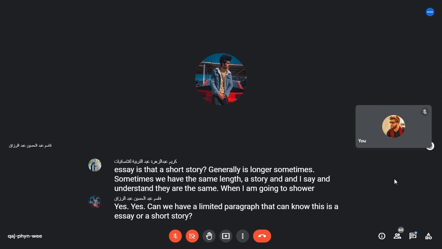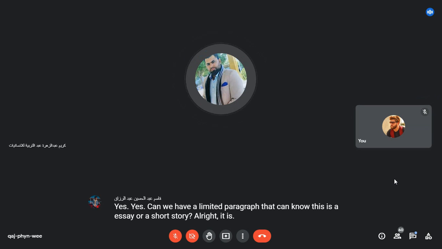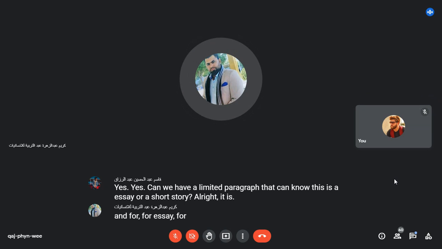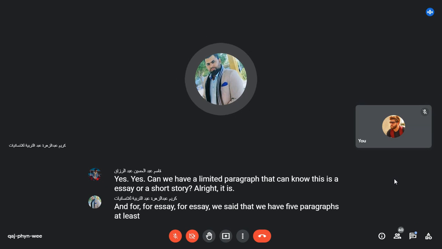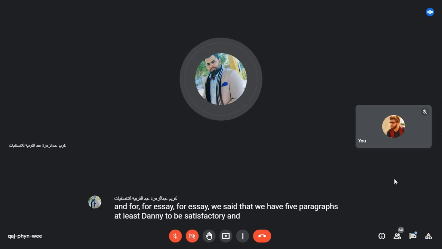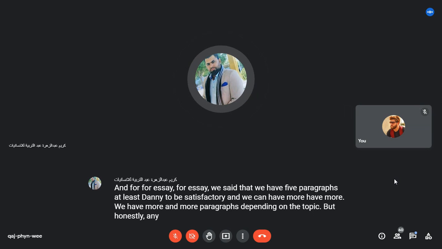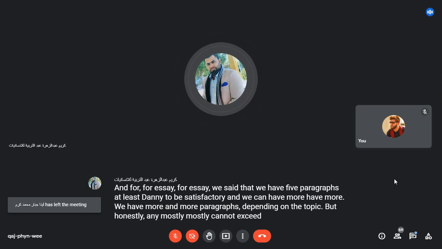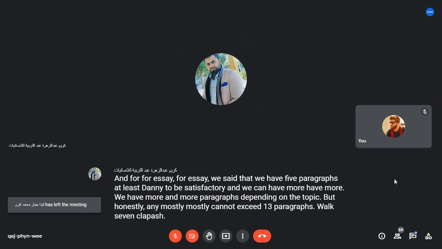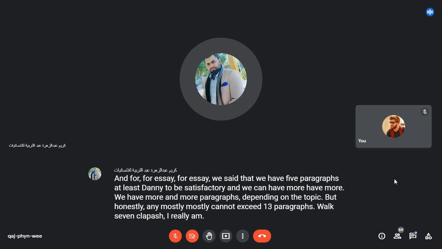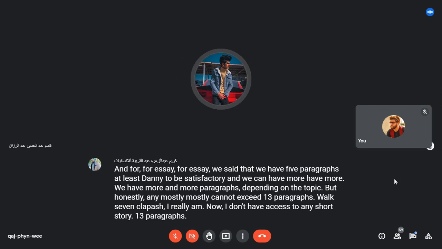Can we have a limited number of paragraphs so we can know this is an essay or a short story? For an essay, we said that we have at least five paragraphs to be satisfactory, and we can have more paragraphs depending on the topic. But an essay mostly cannot exceed 13 paragraphs, as a general limit. Beyond that it becomes a short story. Yes, thank you, sir.